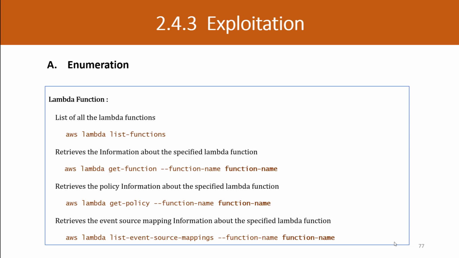In this module, we will discuss how we can use a command line utility to enumerate different information about AWS Lambda functions as well as AWS API gateways. So let's get started. First, we are going to enumerate Lambda functions.